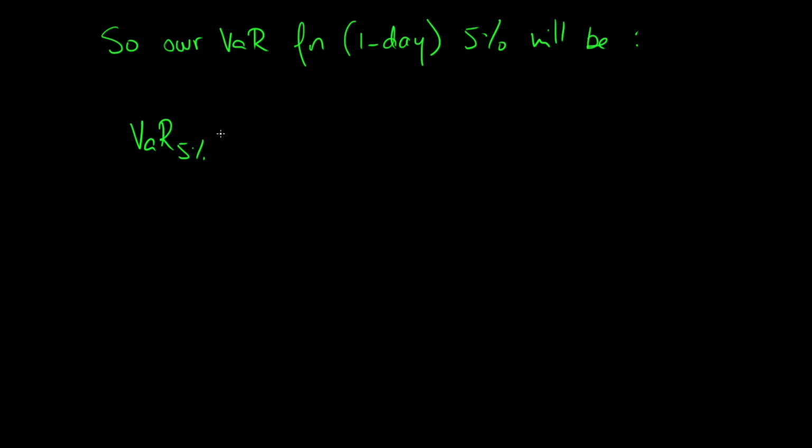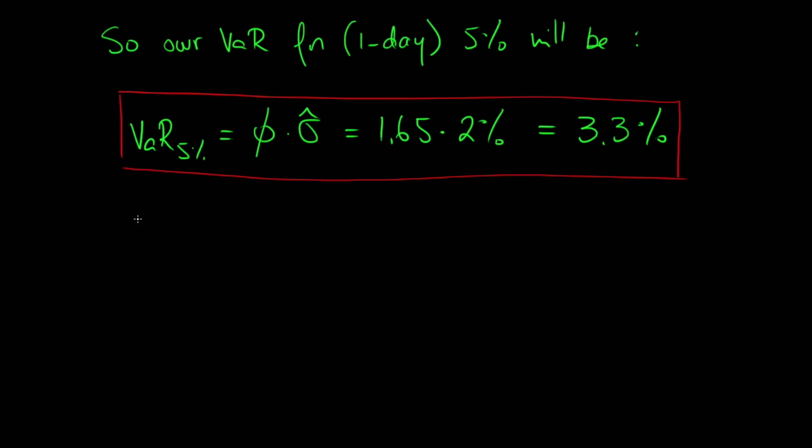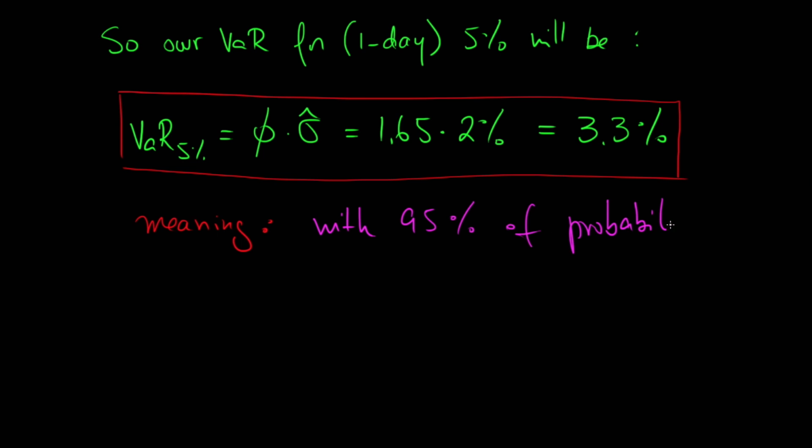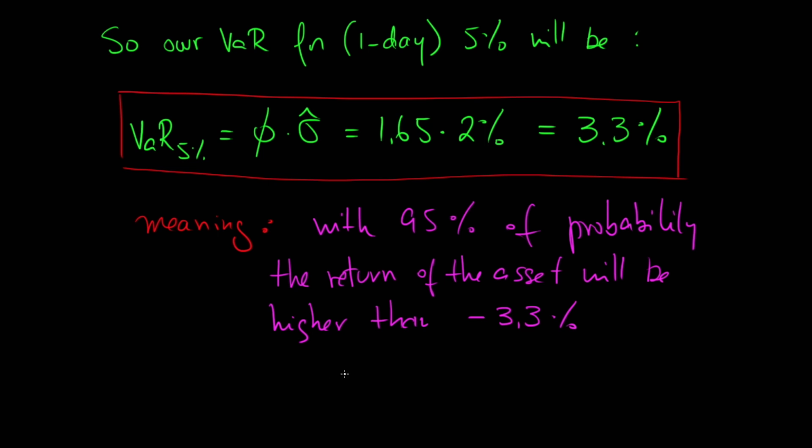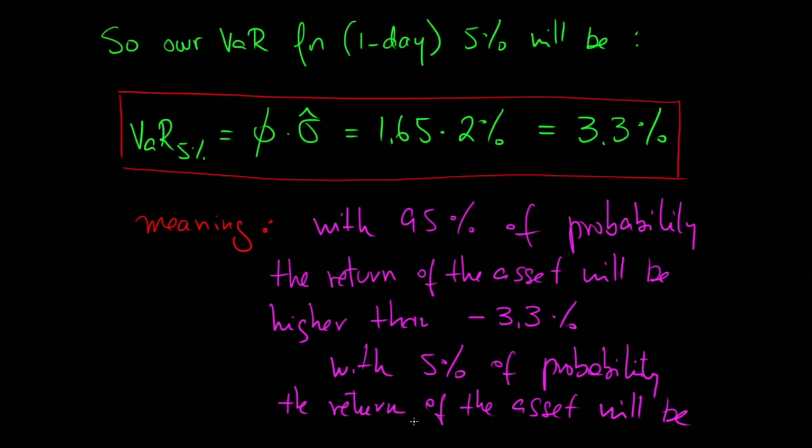So our VaR for 1 day at 5% will be equal to 1.65 times 2, that is 3.3%. The meaning of this is that with 95% probability the return of the asset will be higher than minus 3.3%. But also we know that with 5% of probability the return of the asset will be minus 3.3% or lower.